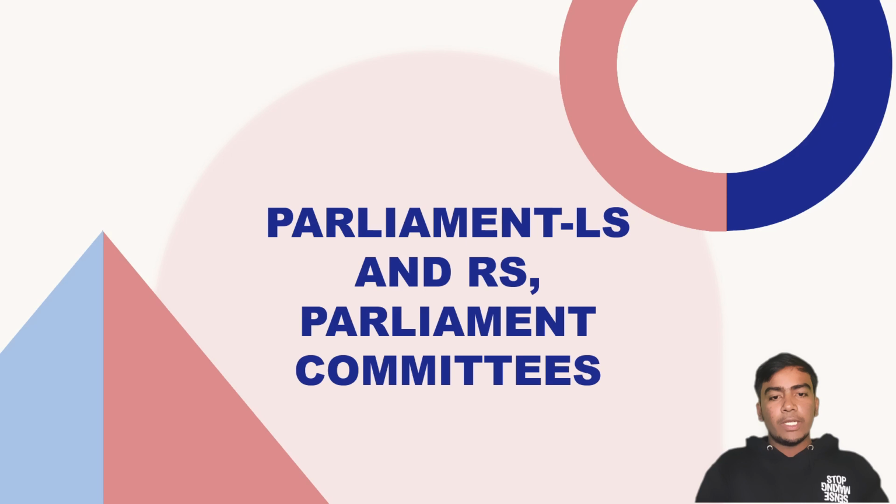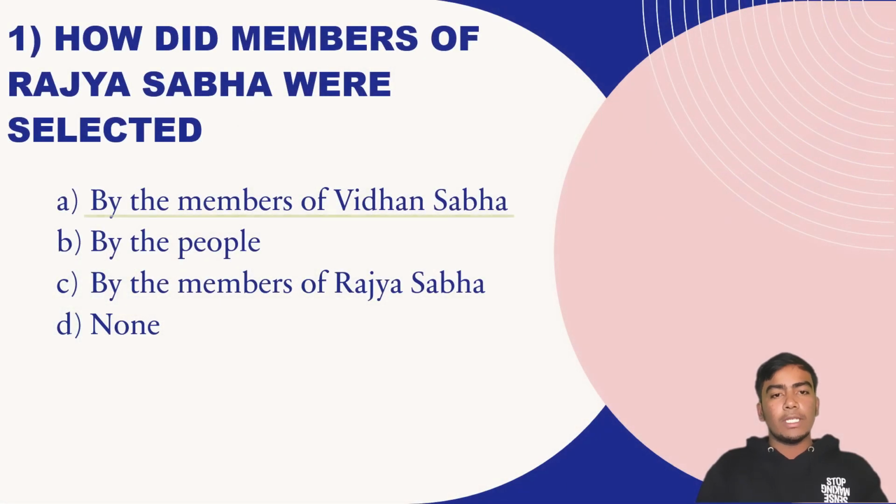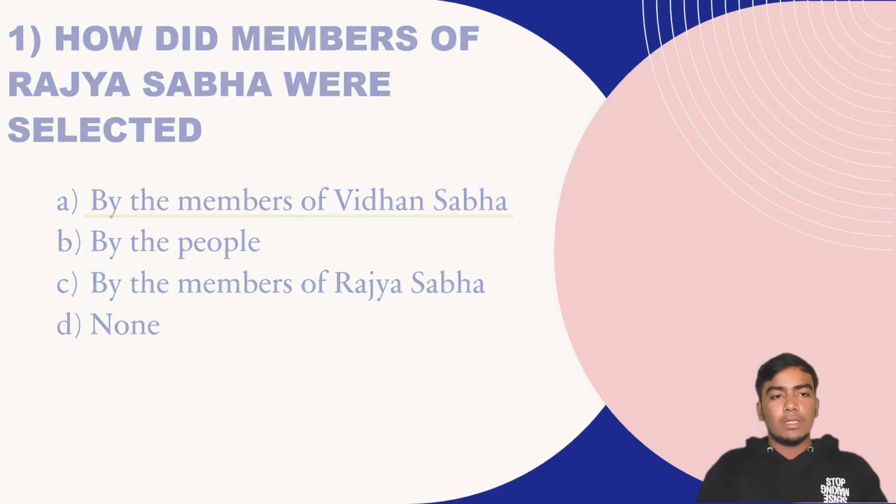So, going to our next topic: Parliament, Lok Sabha and Rajya Sabha, and parliamentary committees. The first question in this topic is: how are members of Rajya Sabha selected? Option A, by the members of Vidhan Sabha; option B, by the people; option C, by the members of Rajya Sabha; option D, none. The correct option is by the members of Vidhan Sabha.